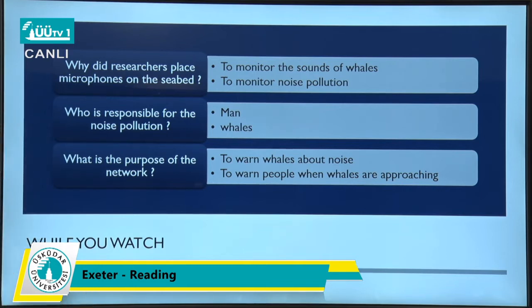What about the second question? Who is responsible for the noise pollution? Here we are going to look in our video for who is responsible for the noise pollution. We have this keyword, responsible. Who can take the responsibility of causing noise pollution? Men or whales? And the last question is, what is the purpose of the network? We are going to look for the purpose, why people created this new technique, which is called a network. Let's start watching the video.